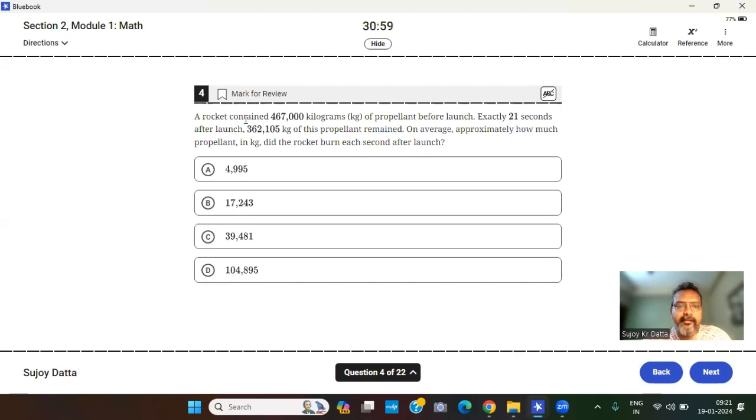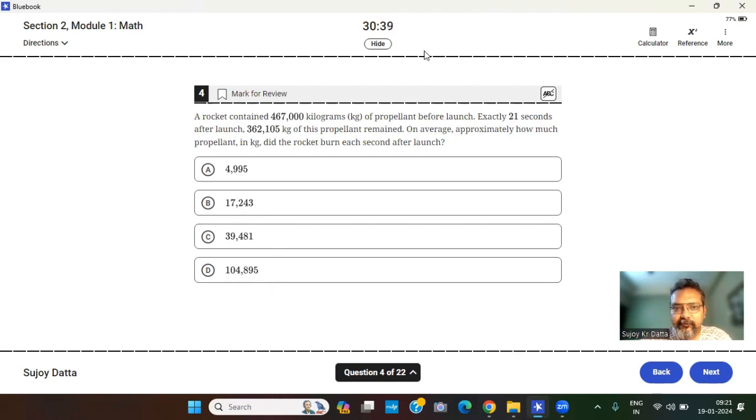Next, a rocket contained 467,000 kilograms of propellant. 21 seconds after launch, this remained. They are asking how much did it burn each second? Look at the answer choices. It's around 5,000, 17,000, 40,000, and 100,000, right?